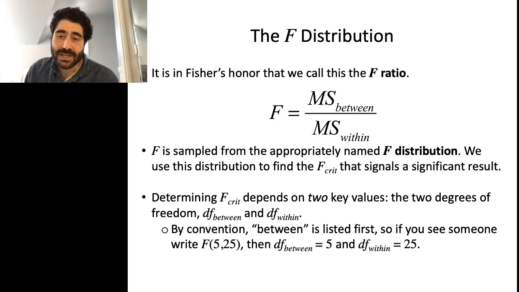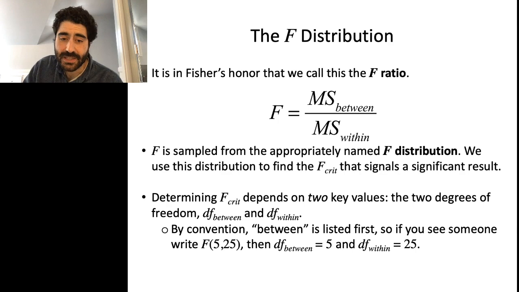So if you see F(5, 25), that means the DF between is 5 and within is 25. Generally, the between is going to be a lot smaller than the within, right? Between, remember, is k minus 1, where k is the number of groups, and DF within is n minus k, where n is the number of subjects and k is the number of groups, right? So usually DF within is going to be a lot bigger.